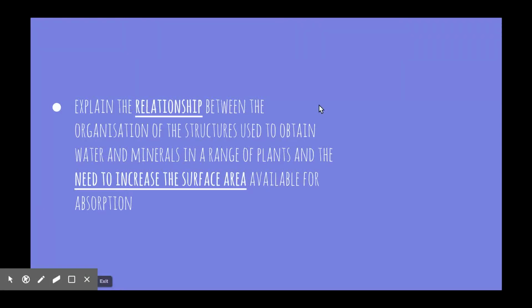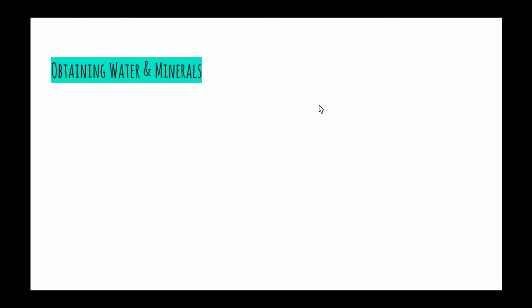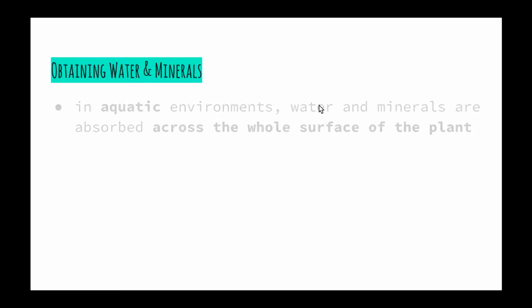Welcome to the next video in the Patterns in Nature topic. This video is going to be looking at the dot point, explain the relationship between the organization of the structures used to obtain water and minerals in a range of plants and the need to increase the surface area available for absorption. So what we are going to look at first is how plants obtain water and minerals that are necessary for them to survive.